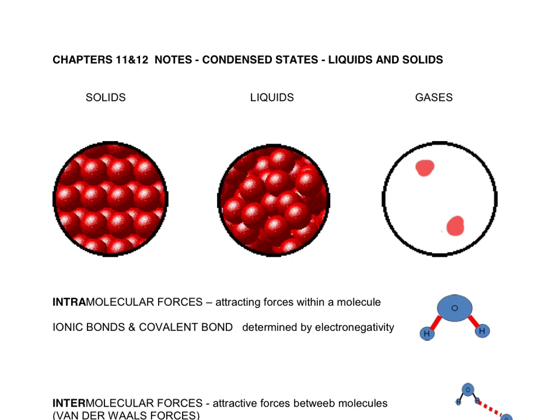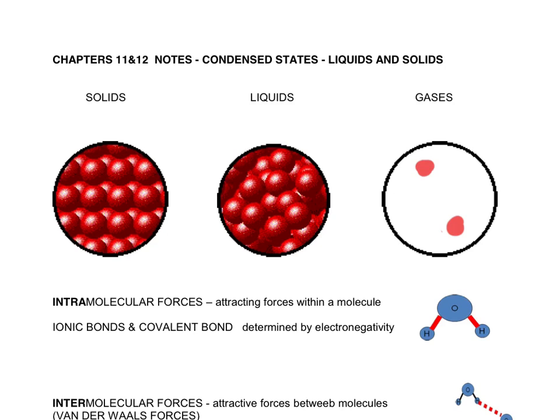We just got done going over chapter 10, which talked about gases. So the next unit, chapters 11 and 12, talk about condensed states of matter, which are liquids and solids. So let's start with a brief comparison of solids, liquids, and gases.